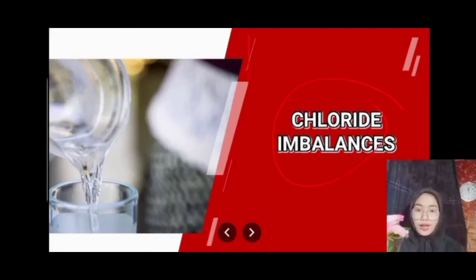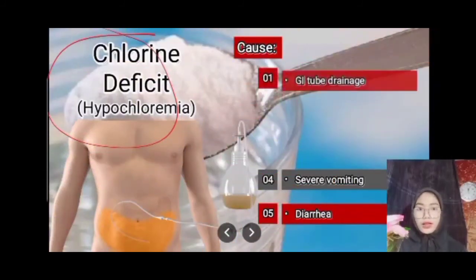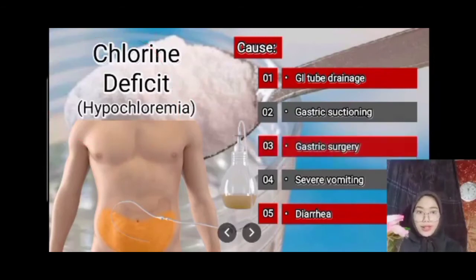So let's move on to our next topic. We have here the chloride deficit or hypochloremia. The causes are GI tube drainage, which is a drainage tube placed into our stomach to drain stomach juices and fluids.